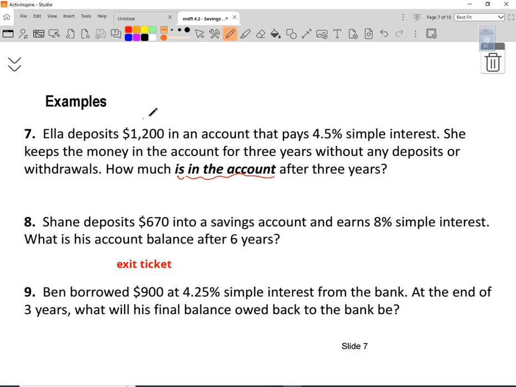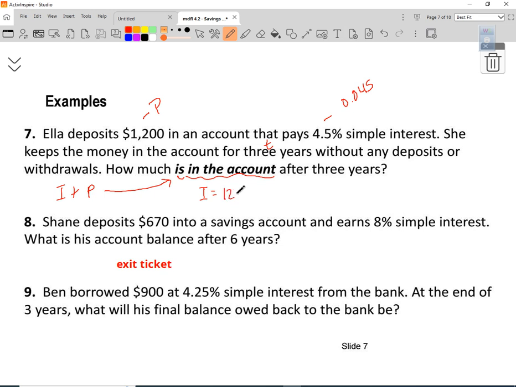So the beginning amount is the principal. The interest rate, remember that's going to be 0.045. The time is 3 years. So we're going to find the interest, so this is going to be the interest plus the principal. That's going to be how much is in the account after 3 years. So the first thing we're going to do is we're going to find the interest.